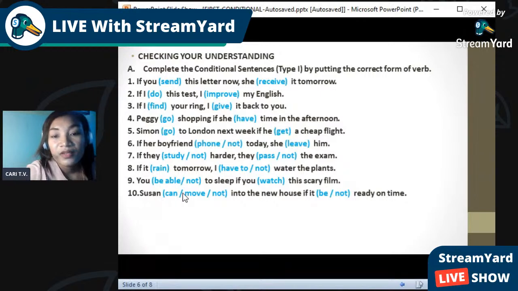Susan cannot move into the new house if it... oh, we will have will here. Susan can't move. Okay, can't move. So remember, you can use can or modal can and may or will. So this one, can is given. If it is not ready on time.